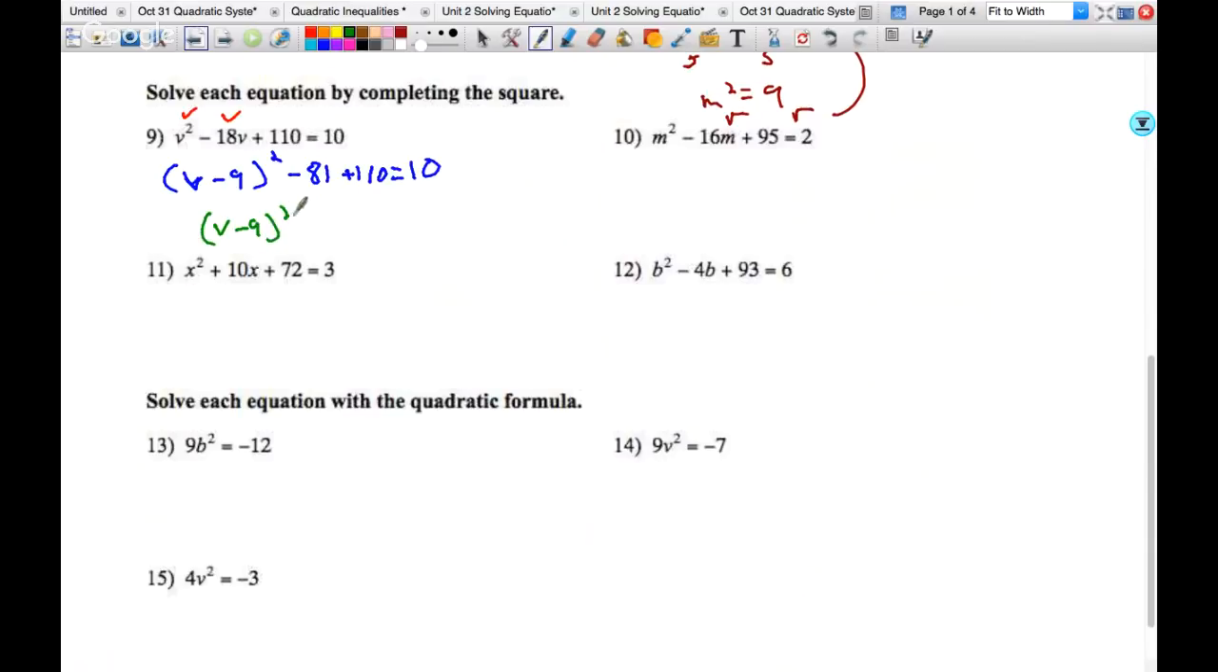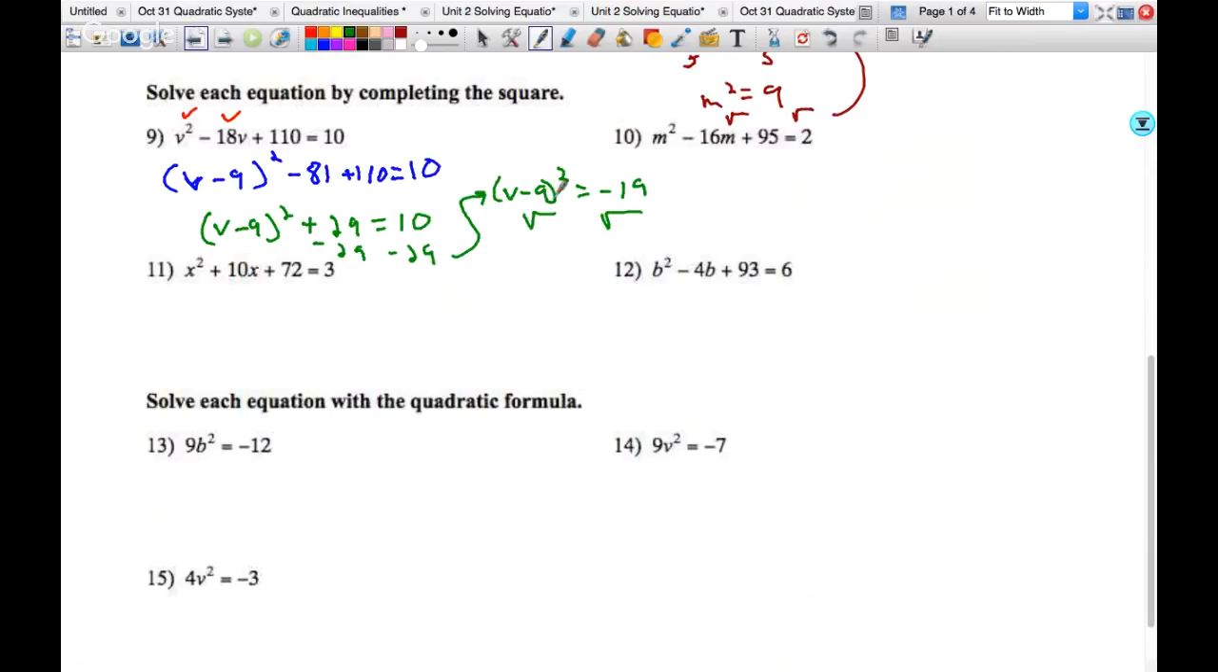Get V minus 9 squared plus 29 equals 10. Let's subtract 29 from both sides. Get V minus 9 squared equals negative 19. Take the square root of both sides.